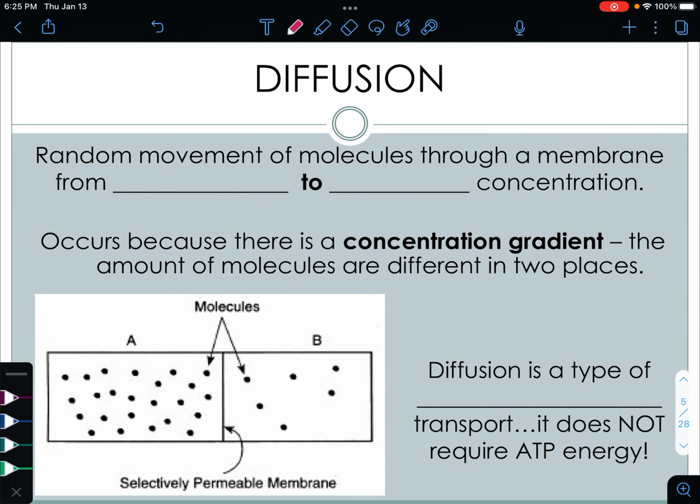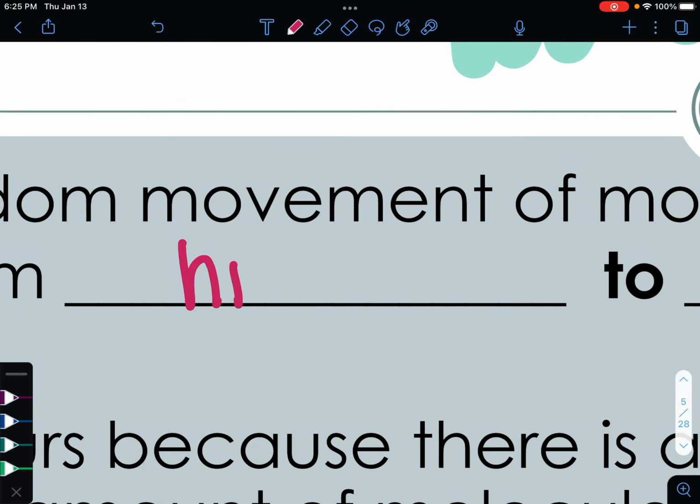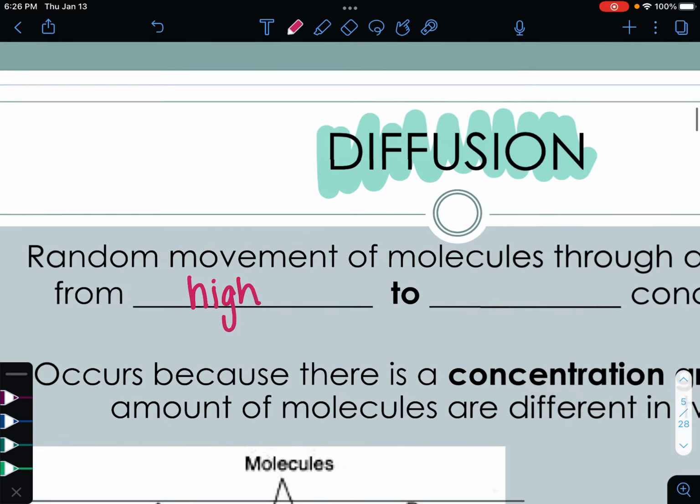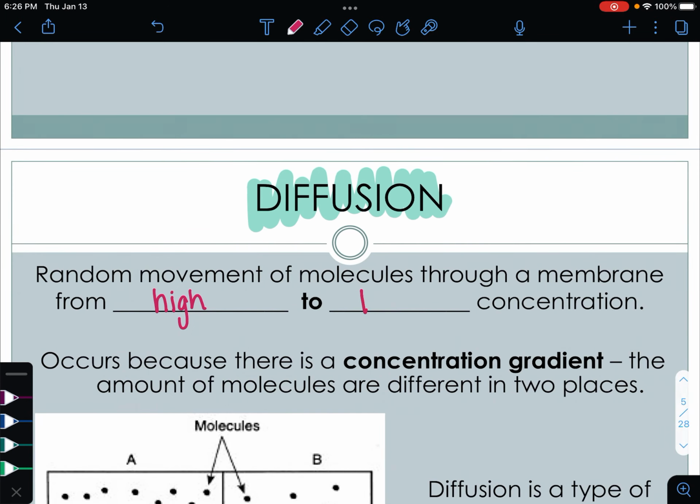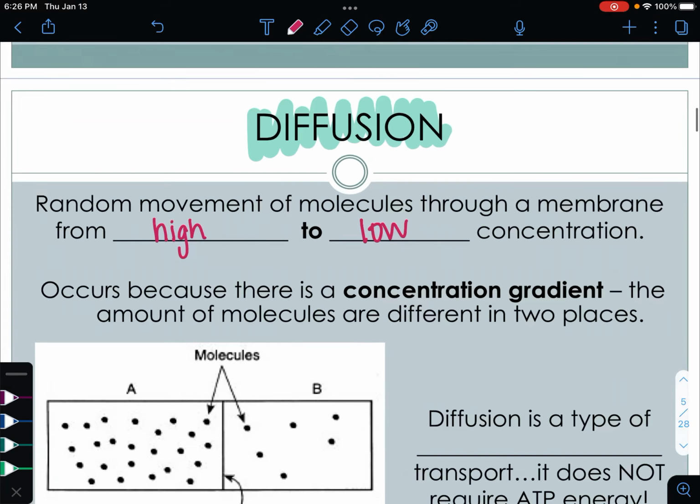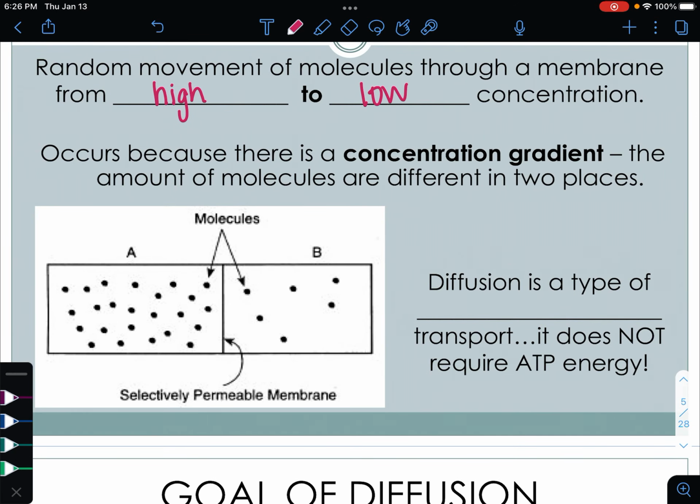All right, diffusion. This is going to be an important term for us. So when we talk about diffusion, guys, we're talking about the random movement of molecules through a membrane. And when they move, we're always going to go from high concentration to low concentration. So we're going to move from where there's a lot to where there is a little.